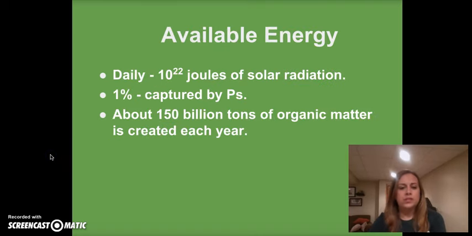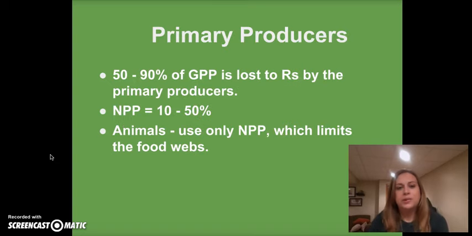So available energy daily is going to be about 10 to the 22nd joules of solar radiation, and about 1% of that is captured through photosynthesis. And it's interesting, at least I think this is interesting, that about 150 billion tons of organic matter is created each year from just that 1% of the daily solar radiation. So I think that's pretty good.